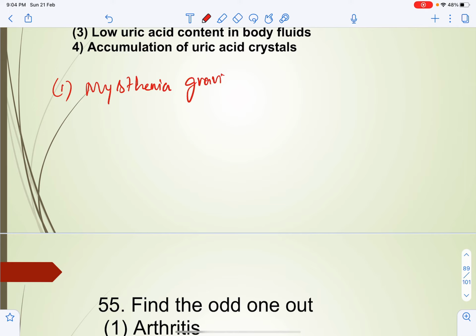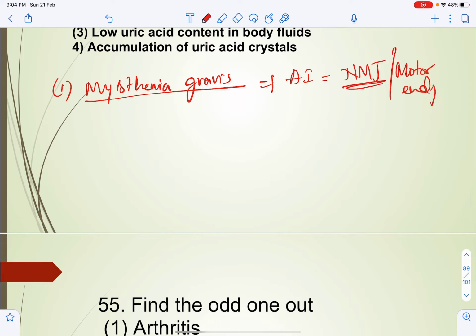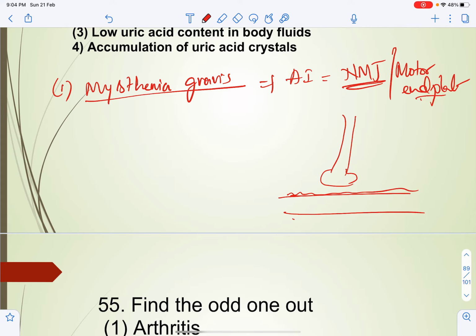Myasthenia gravis. Myasthenia gravis is an autoimmune disorder that mainly affects the neuromuscular junction, which is also called the motor end plate. We know the motor end plate, where the axonal terminal ends on the surface of the sarcolemma. This junction is called NMJ.